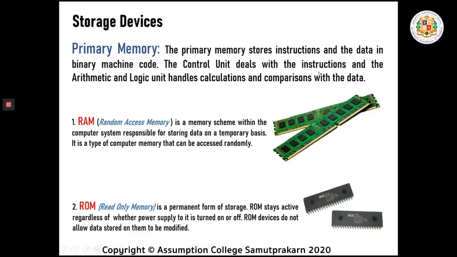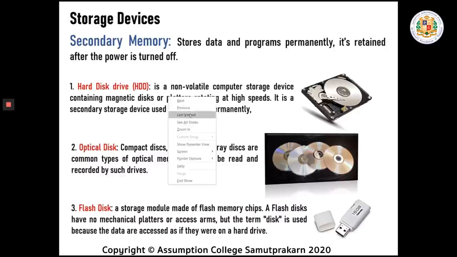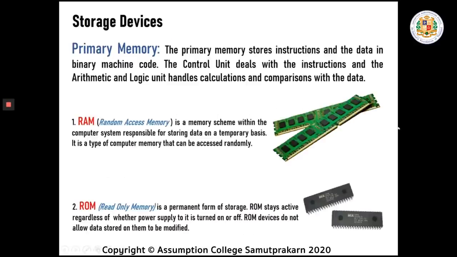So everything that you are going to use in computer, like calculation, it will go to RAM in this primary memory. So what are those primary memory? We have RAM, random access memory. This is a memory scheme within the computer system responsible for storing data on temporary basis.